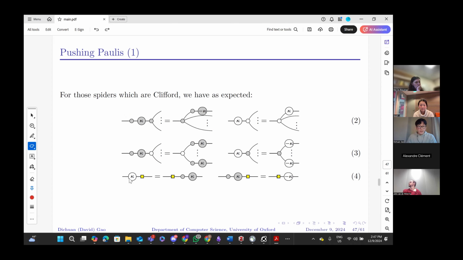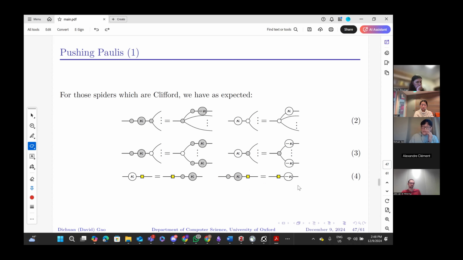And then the Hadamard gate is still the color change. So if you have a Z Pauli on the left of the Hadamard, that's the same as having an X Pauli on the right of the Hadamard, and vice versa, up to a sign change over here.